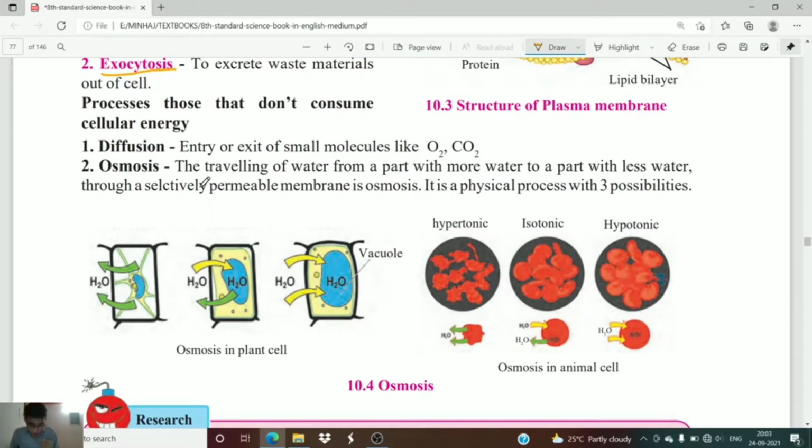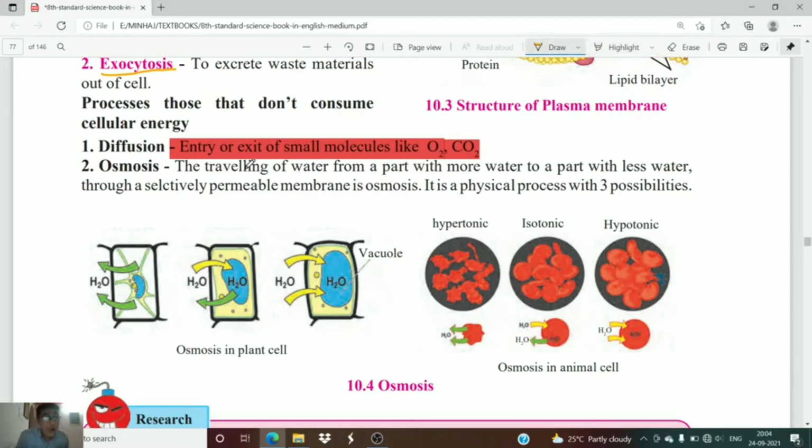Okay, so number one, that is diffusion. In this process the cell is not going to consume energy. So what is the process? Entry or exit of small molecules like O2 and CO2. The entrance of O2 and exit of CO2 from the cell or within the cell is called diffusion, and it will not require cellular energy. To perform this process, the cell is not going to consume cellular energy.